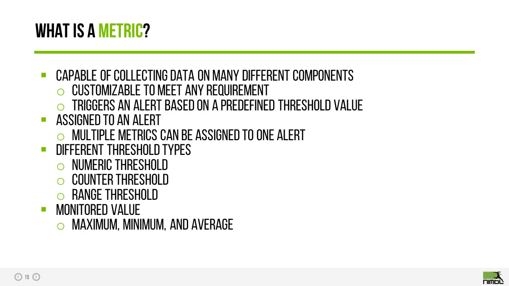The other primary component is a metric. So a metric is what's actually collecting data. It has a threshold built into it. So when a specific value is exceeded or fallen below, depending on the type, you will get an email alert. So really the metric is where you're going to spend a majority of your time when you're refining alerts to eliminate false alarms. You've got a number of different things you can change in there.